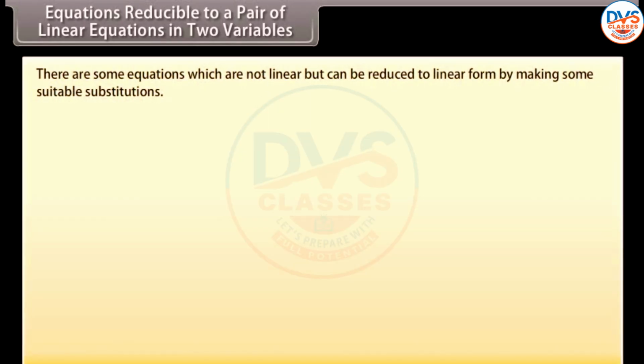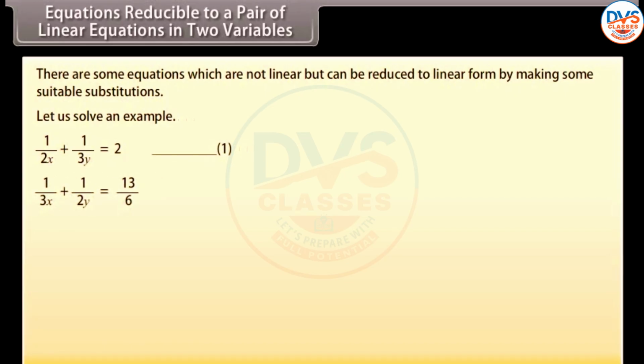Equations reducible to a pair of linear equations in two variables. There are some equations which are not linear but can be reduced to linear form by making some suitable substitutions. Let us solve an example. Solve 1 upon 2x plus 1 upon 3y equals 2, equation 1, and 1 upon 3x plus 1 upon 2y equals 13 upon 6, equation 2.